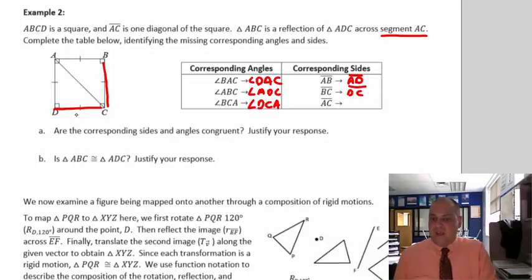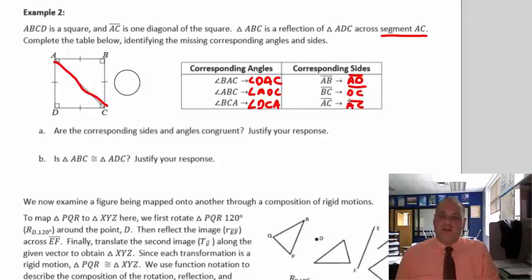And then AC, and this is going to be something we're going to be talking about when we get into our congruence proofs. Very important. AC just stays where it is. So AC goes onto AC. That's interesting, isn't it? It's the exact same segment for both triangles. Okay, very important to understand this.